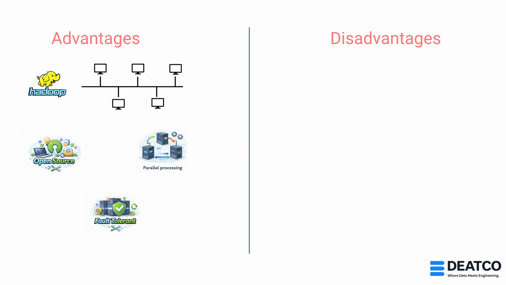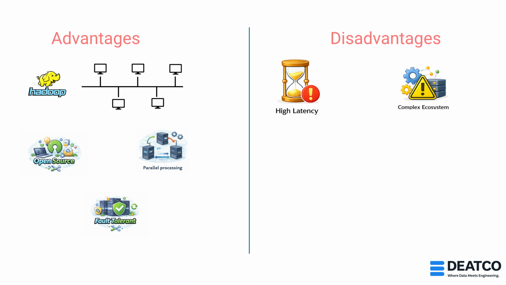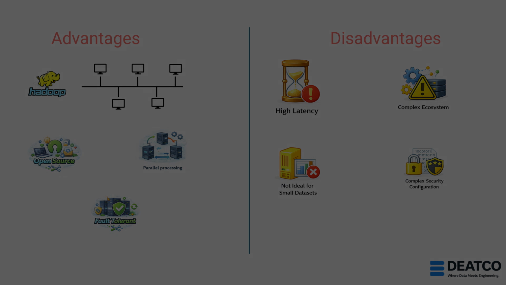One major disadvantage of Hadoop is high latency. Hadoop is designed for batch processing, so it is not suitable for applications that require real-time or low latency data access. Hadoop also has a complex ecosystem. Setting up configuration and managing a Hadoop cluster requires specialized skills and can be challenging for beginners. Another limitation is that Hadoop is not ideal for small datasets. The overhead of distributed processing can make Hadoop inefficient when working with limited data volumes. Security configuration in Hadoop can also be complex, especially in large production environments, where authentication and authorization must be carefully managed. So that's it. That's all about Hadoop and its components.